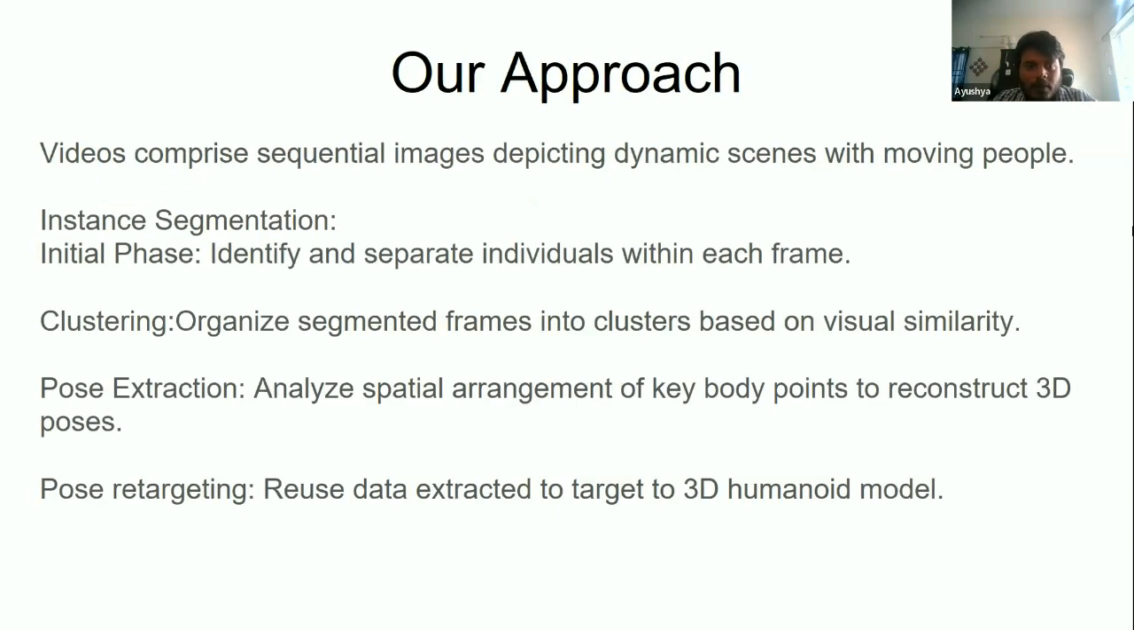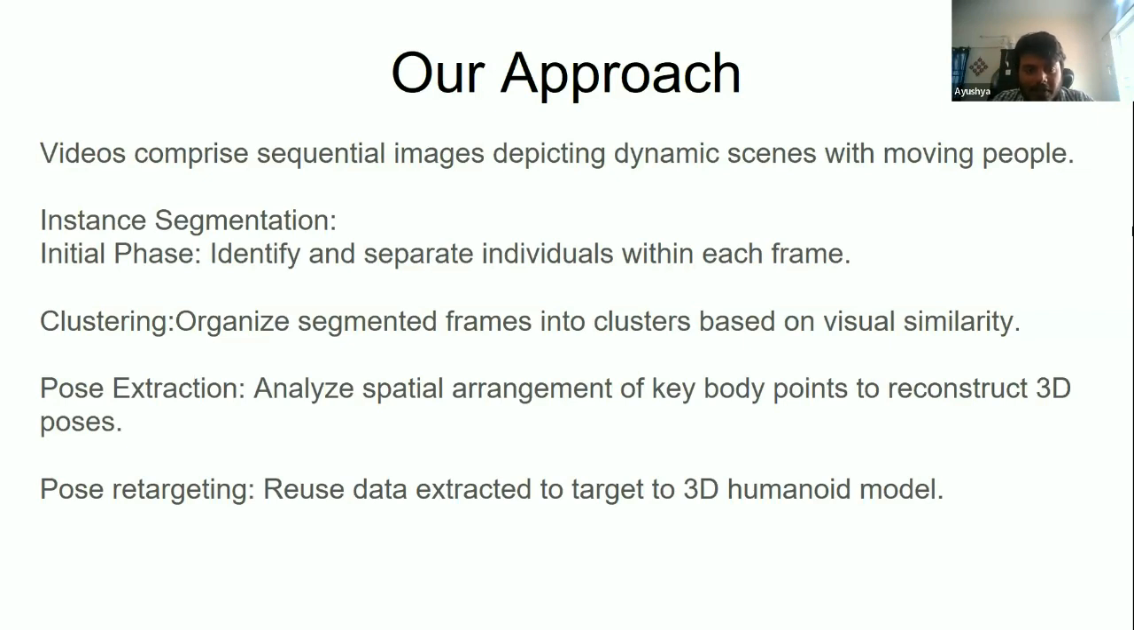So, what is our approach? Our approach starts with identifying what we have as our input. Videos comprise sequential images depicting dynamic scenes with moving people. So our first key step is there. We used these videos to convert them into individual frames, which made it easy for us to process the data faster. So we identified and separated individual frames from the videos. The next step for us was clustering these based on visual similarity.